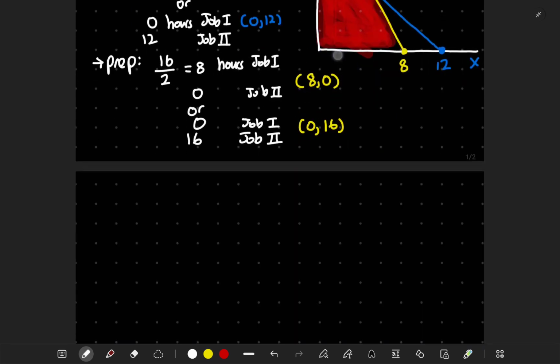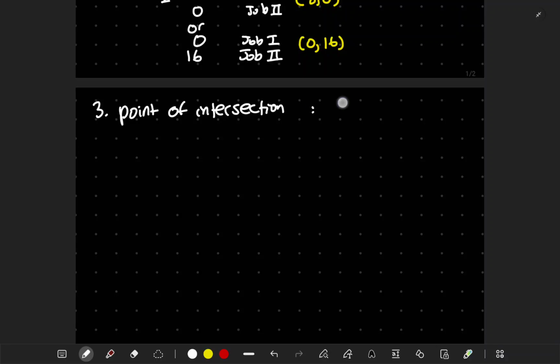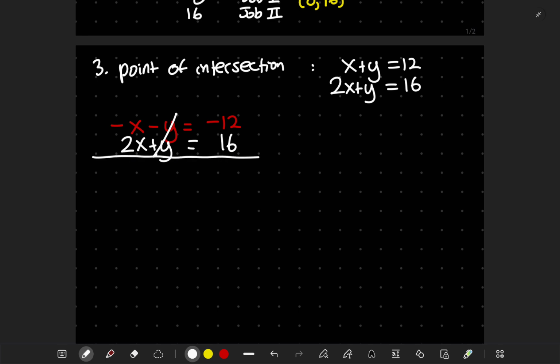We need to find our point of intersection, which is step 3. The way I do that is that I need to make these two equations equal to each other. So I have x plus y equals 12, while the other one is 2x plus y equals 16. And I have to ask myself, how do I kill this? Notice that they're both positive y. I need to make one of them negative. So I can make it negative x minus y equals negative 12. I made everything negative. While on the bottom, I get 2x plus y equals 16. And now look, I have opposites. What happens? The y's cancel out.